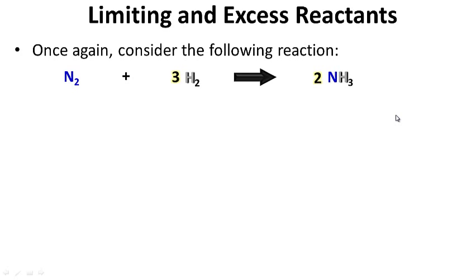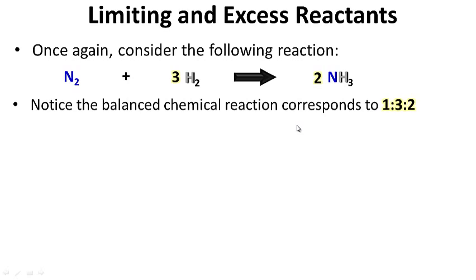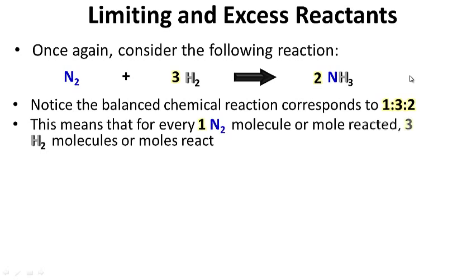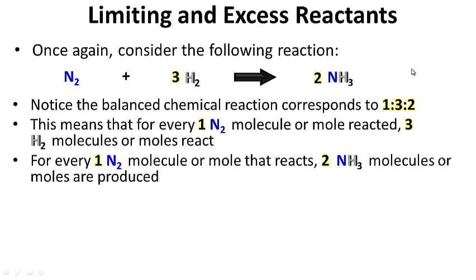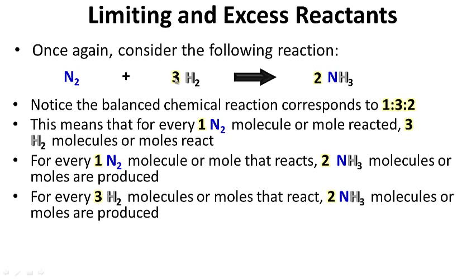All right, so limiting and excess reactants. Once again, consider the reaction below. Notice the balanced chemical reaction corresponds to 1, 3, and 2. This means that for every 1 N2 molecule or mole reacted, we require 3 moles or molecules of H2. And for every 1 N2 molecule or mole that reacts, 2 molecules of NH3 or moles of NH3 will be produced. And for every 3 H2 molecules or moles that react, 2 of these NH3 molecules or moles will be produced.